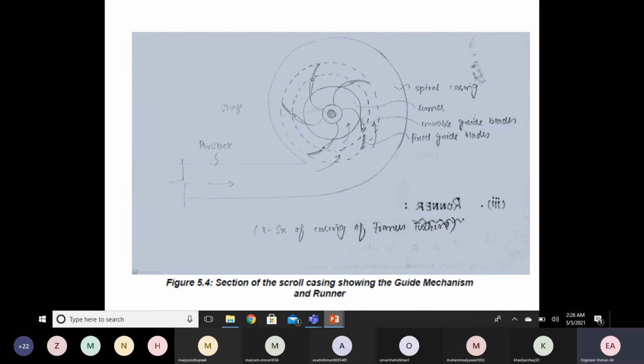Another diagram that you have to make is a section of scroll casing or spiral casing showing the guide mechanism and the runner. This is typically the casing of the Francis reaction turbine, which is called spiral casing or scroll casing. And this is the section of the part of the penstock shown. The penstock brings water to the casing, and it enters the casing at the inlet, and then it moves radially along the circle. While moving along the circle, this water enters the runner through the guide mechanism and rotates the runner in this way and leaves at the center of the runner.